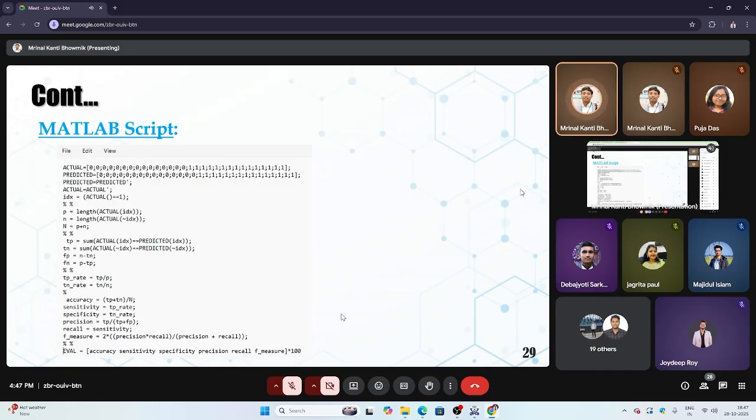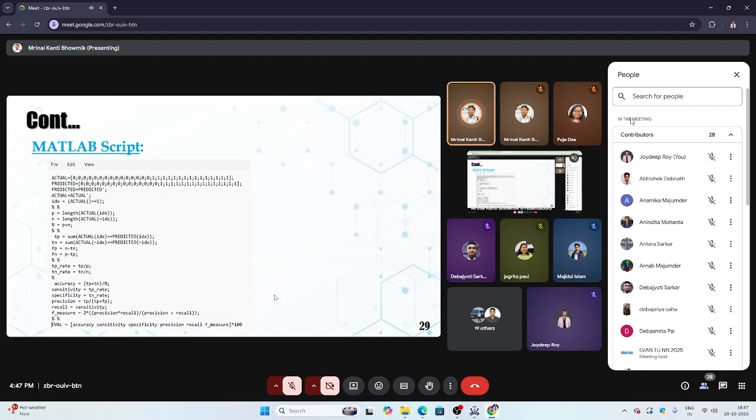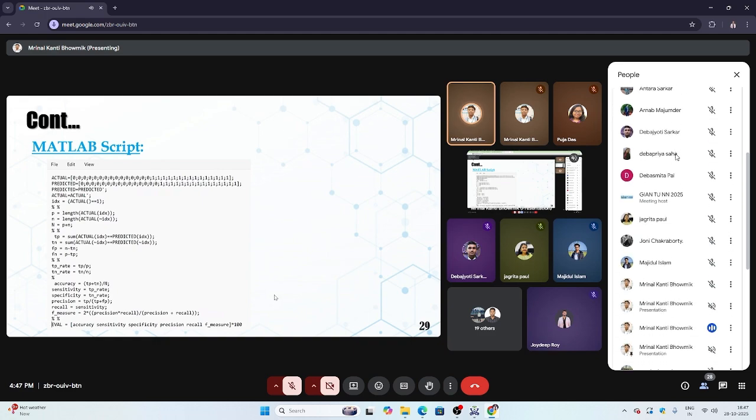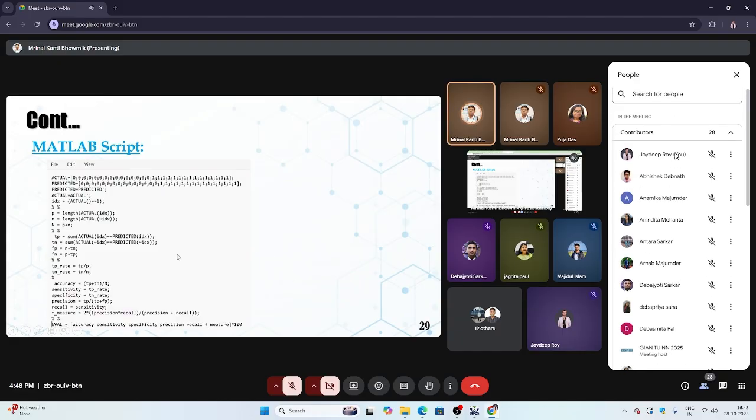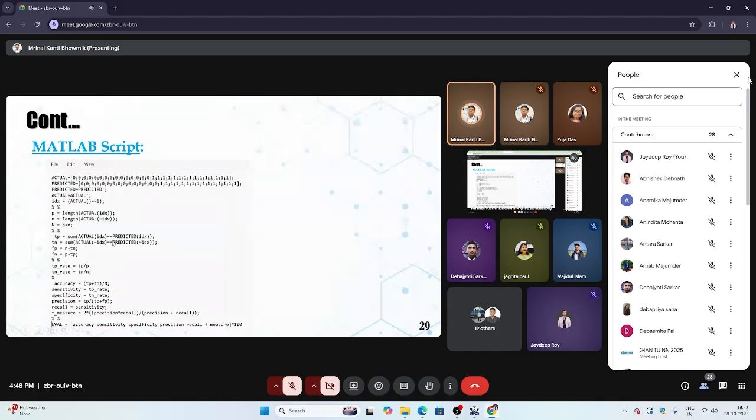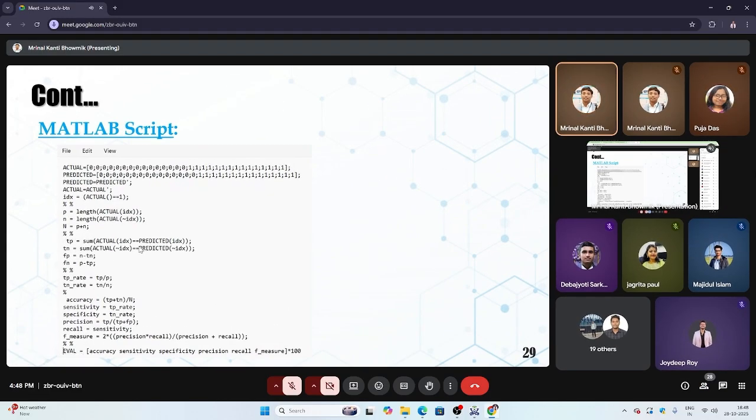Next we have to calculate the four measures, that is true positive, true negative, false positive, and false negative. Based on the true positive and true negative, we calculate the false positive and false negative. False positive is calculated as n minus tn, that is, from the total number of negative samples we subtract the true negative. In the case of the false negative, from the total number of positive samples we subtract the true positives.